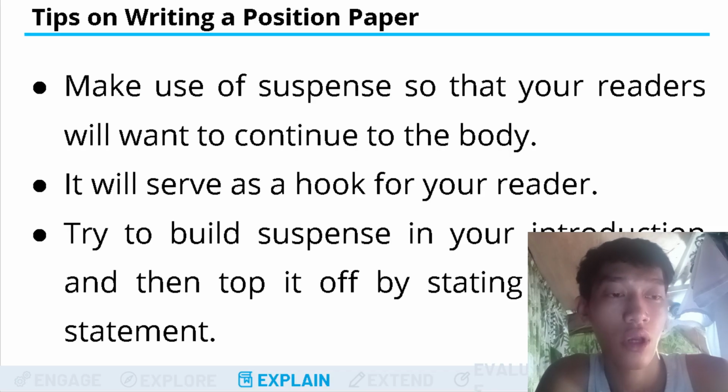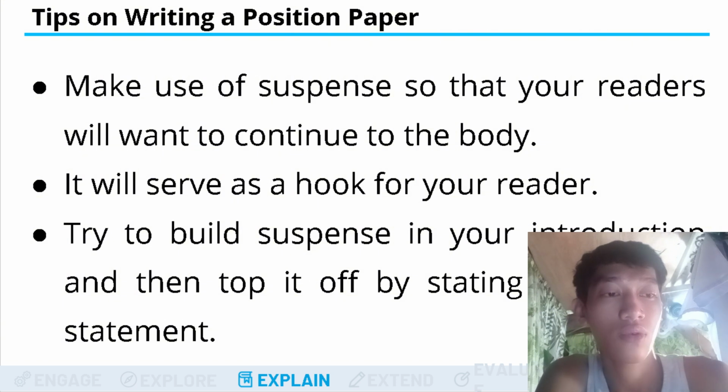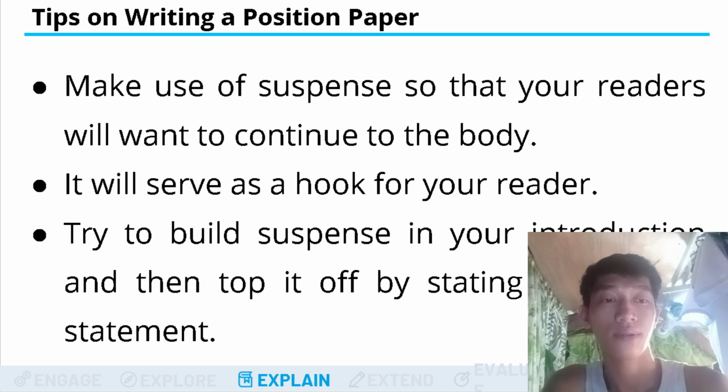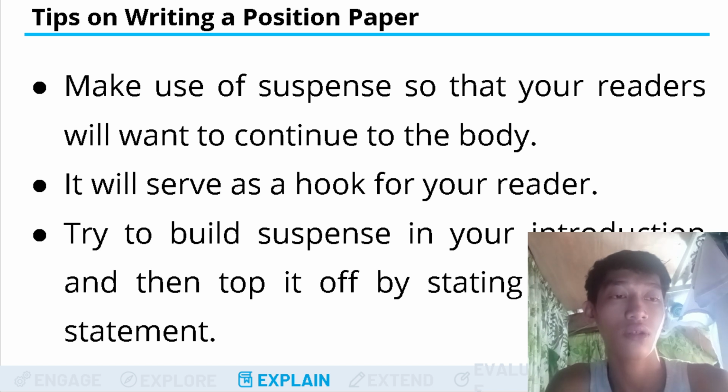Make use of suspense so that your readers will want to continue to the body. It will serve as a hook for your readers. Try to build suspense in your introduction and then top it off by stating your thesis statement.